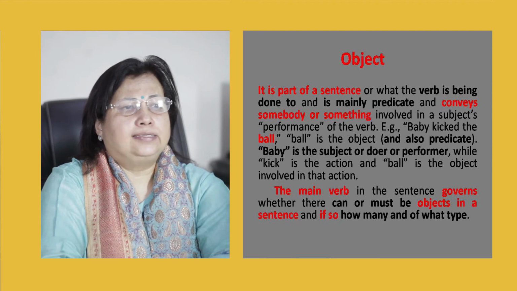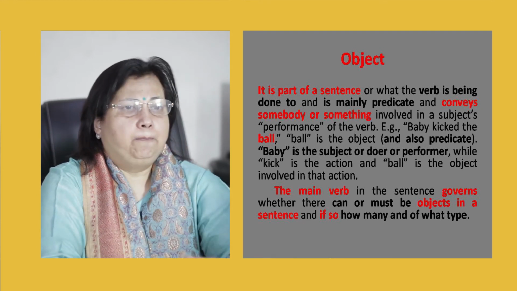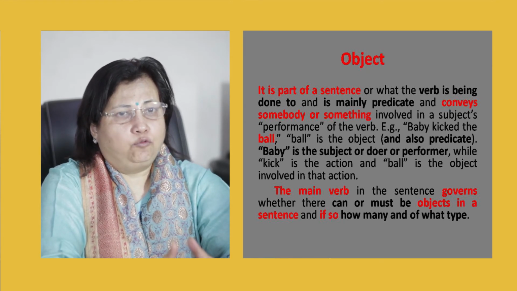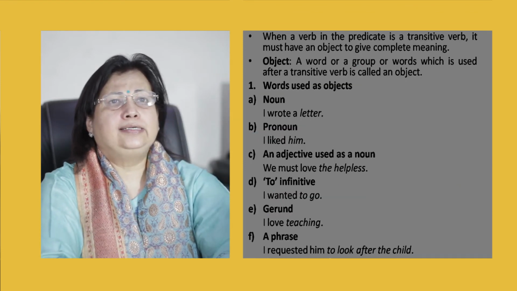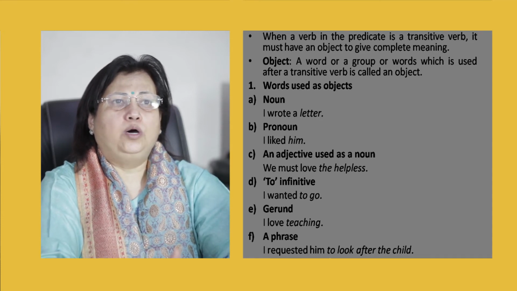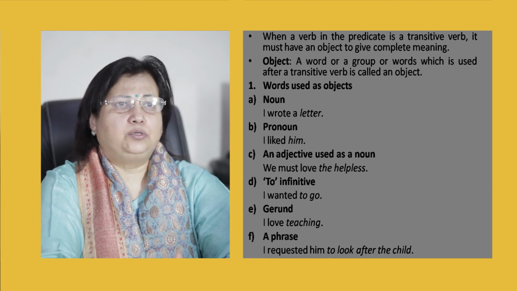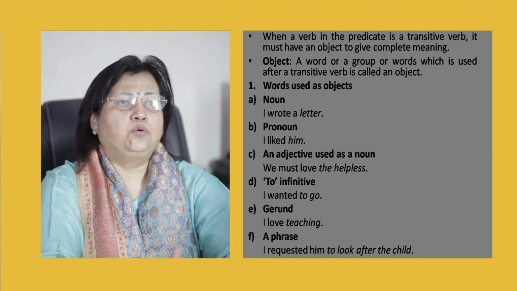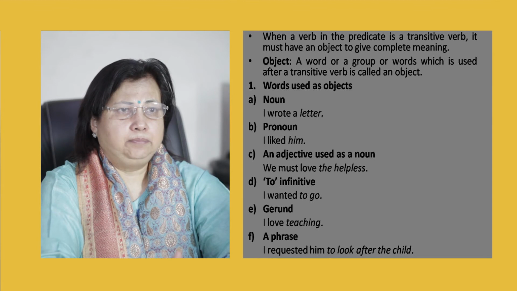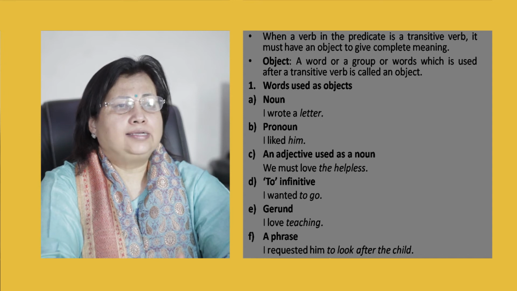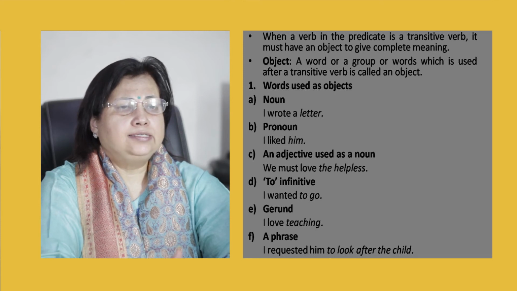The main verb in the sentence governs whether there can be or must be objects in a sentence, and if so, how many and of what type. When a verb in the predicate is a transitive verb, it must have an object to give complete meaning. Object: a word or a group of words which is used after a transitive verb is called an object. Words used as objects: noun, I wrote a letter; pronoun, I liked him; an adjective used as a noun, we must love the helpless; to infinitive, I want to go; gerund, I love teaching; a phrase, I requested him to look after the child.